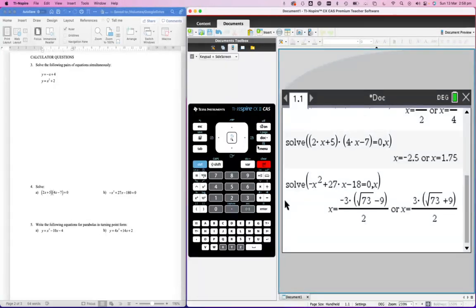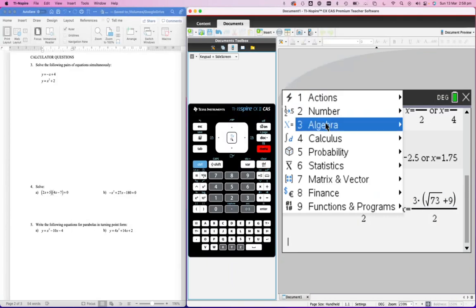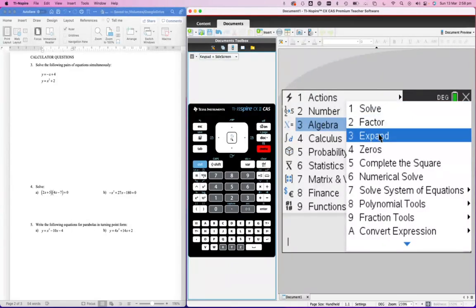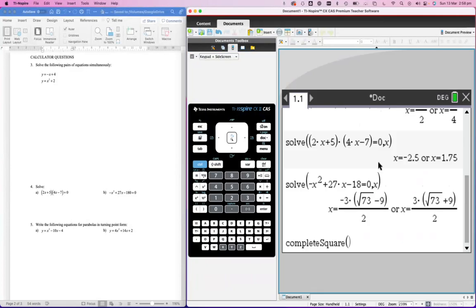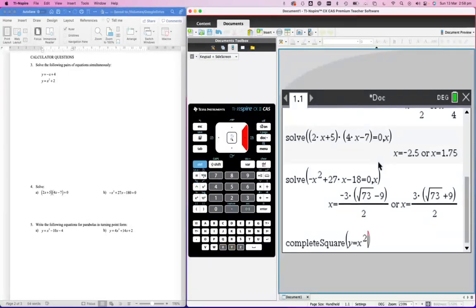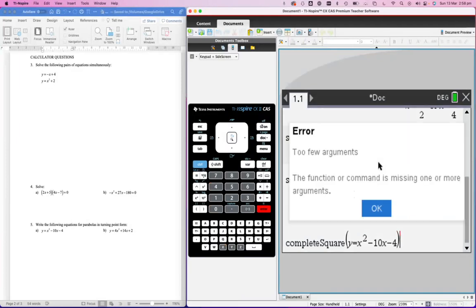Using your calculator to solve this, we go to the menu button, we go to Algebra, and look down here, you will see complete the square as option 5, like so. Now, we type it in exactly as it says here, I think. This is where I should have practiced before I did the video, but I think this is right. Minus 4, close bracket, and return.